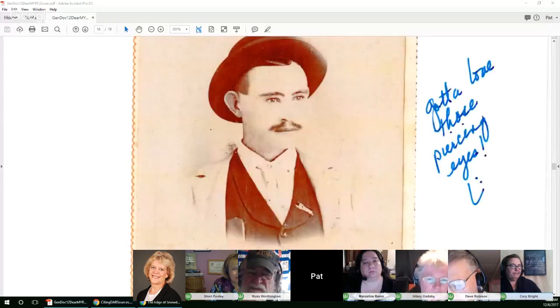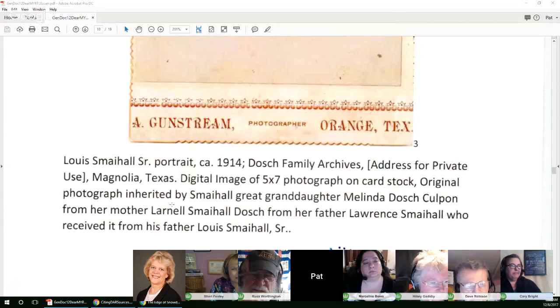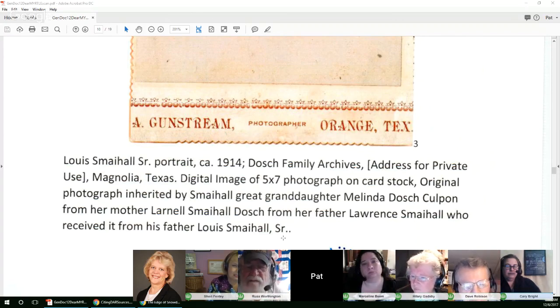I love her ancestors' piercing eyes. She gives you the information of the provenance, the original photograph inherited by great-granddaughter Melinda, from her mother, from her father, who received it from his father. In a way, I like seeing that, Cousin Russ, because I lately have been going up to FamilySearch.org, and I've been finding some of my early Mormon pioneer ancestors' photographs that have been uploaded by the descendants who archived it.